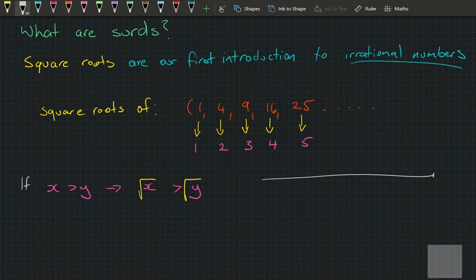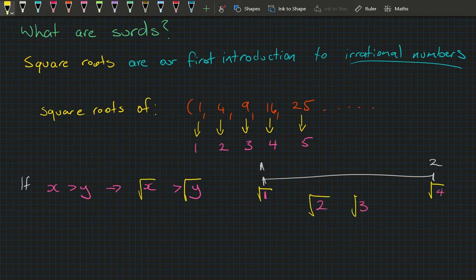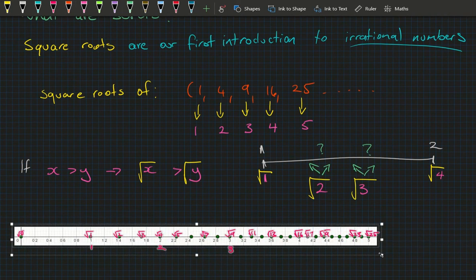And if I was to draw a number line that went from 1 to 2, then we know that 1 is the square root of 1 and the square root of 4 is at 2. So where does the square root of 2 and the square root of 3 go? Here's something I printed up with GeoGebra earlier.